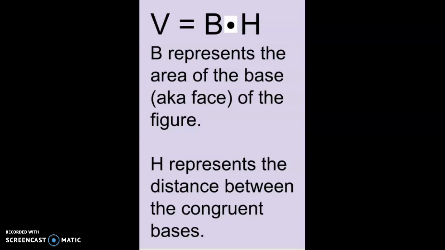So the formula for calculating volume of three-dimensional figures is generally known as capital B times capital H. Basically, capital B represents the area of the base of the figure. Reminder that bases are sometimes called faces. And capital H represents the distance between the congruent bases.